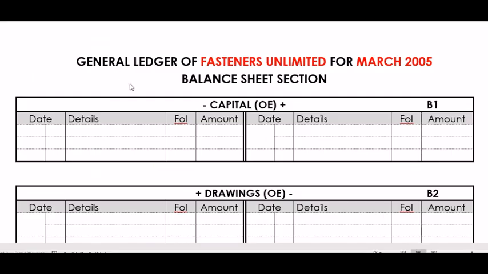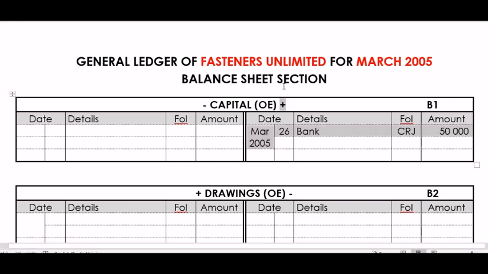Okay, so in your general ledger, if you look at capital, you go to the plus side. Remember I said we always work on the plus sides, or in this case the credit side, and your entry will look like this. You have to write the month and the year again in every single account, but now because it's sundry accounts, we do it on the day when the transaction took place, which was the 26th. We write bank in details. We are still busy with the CRJ, and the value was 50,000 Rand.